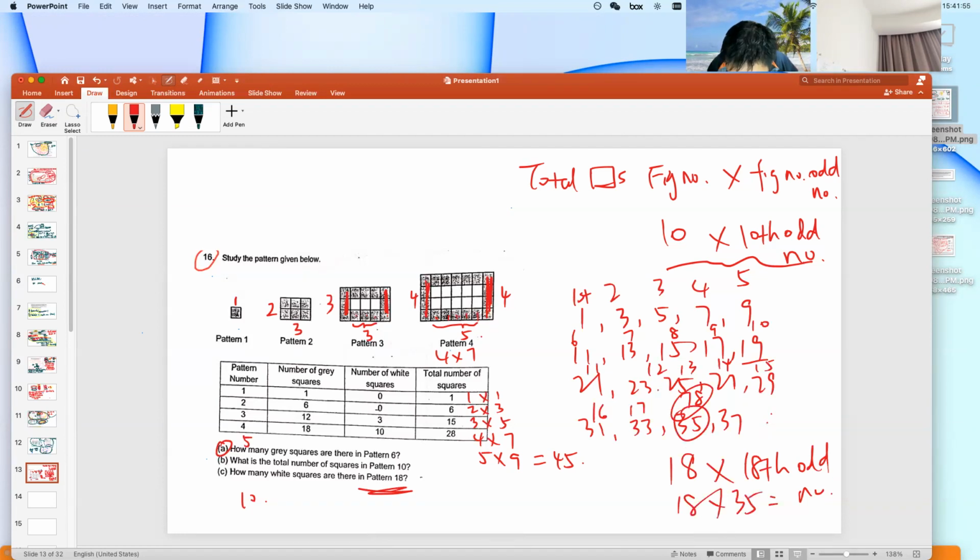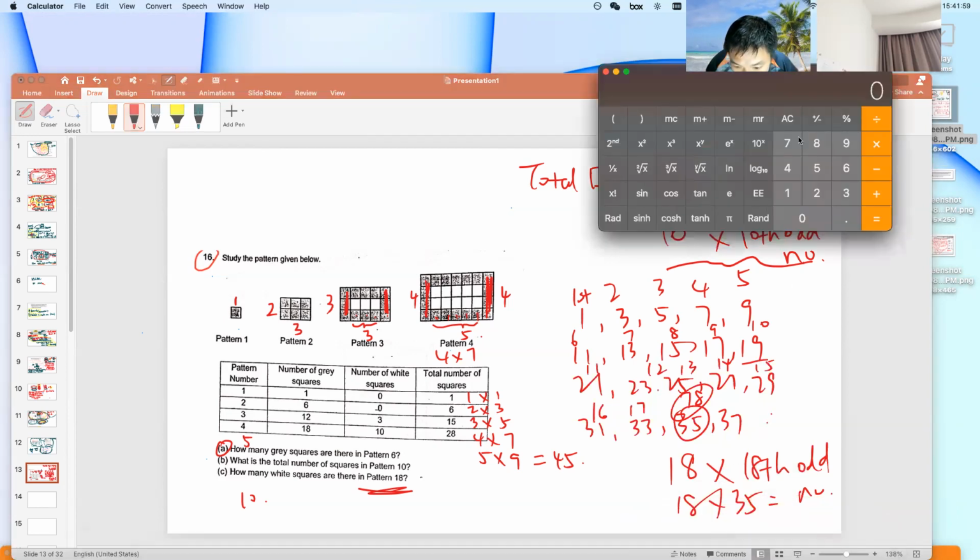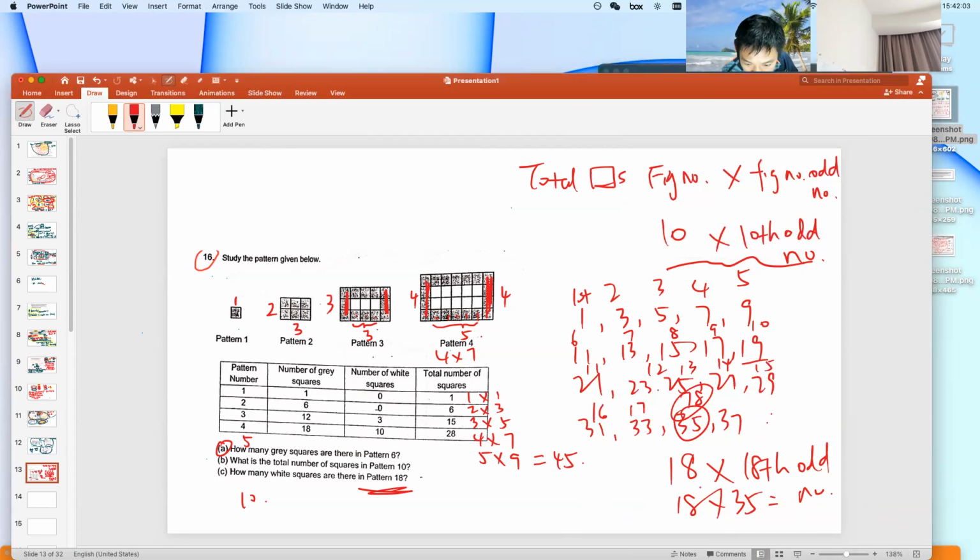So this will give you 630. This will give you 630. Total is 630, right? Okay, good. Then of course, then you have to look at this.